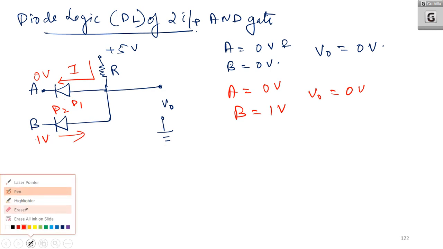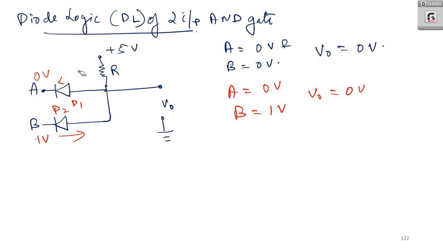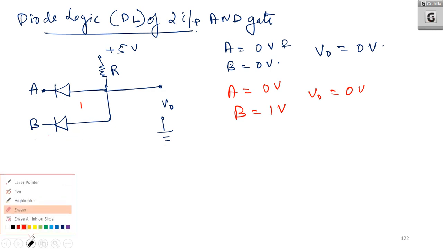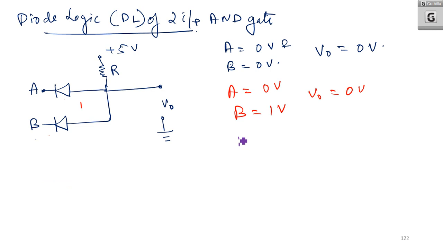Next one. Next case. Next case I am keeping A is equal to 1 volt and B is also equal to 0 volt. So what happens? The current will pass through this part, this area. Now, so D1, D2. A is equal to 1 volt.